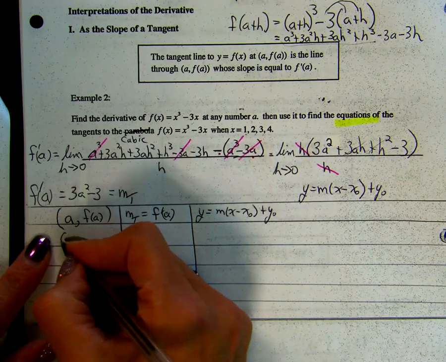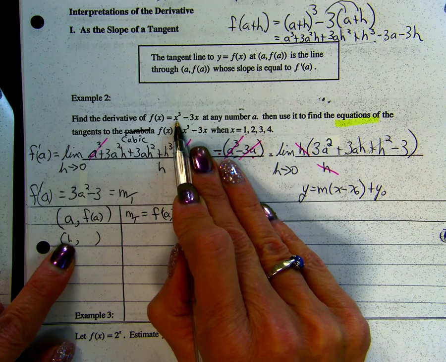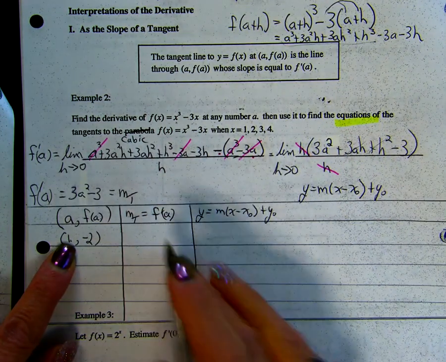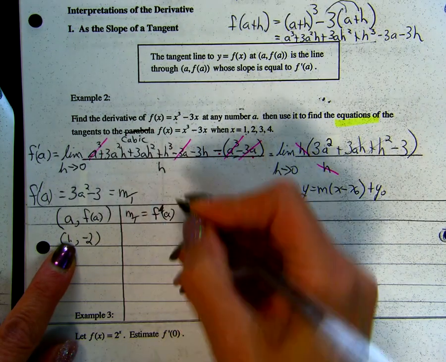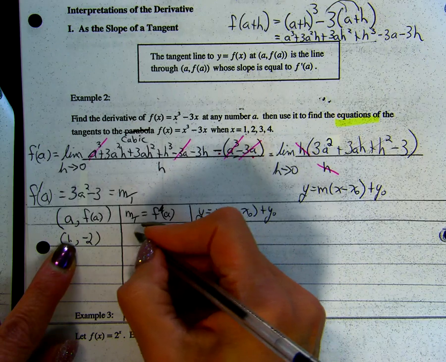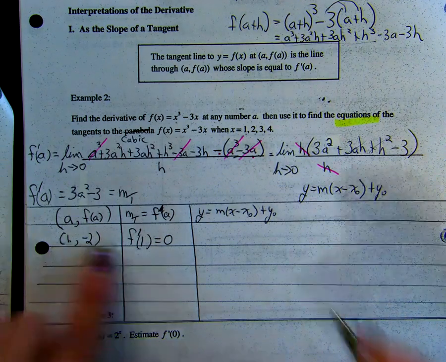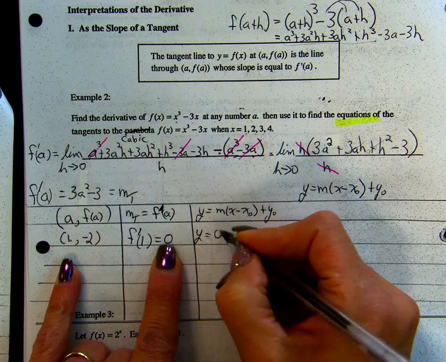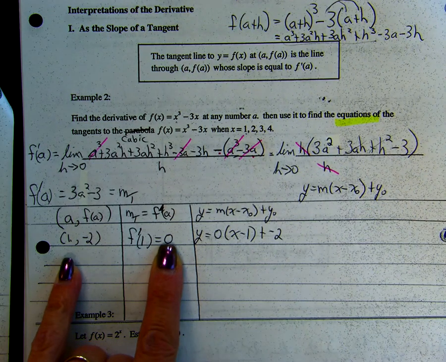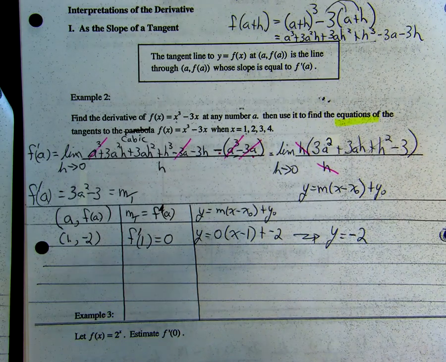Okay, so if a is 1, what's the function at 1? We're going back and substituting 1 here. So 1 cubed minus 3 times 1 gives me negative 2. What is the derivative f prime at 1? I have 3 times 1 squared minus 3. I'm getting f prime at 1 is equal to 0. So what's my equation? Y is equal to 0 times x minus 1 plus negative 2. I think that simplifies to y equals negative 2.